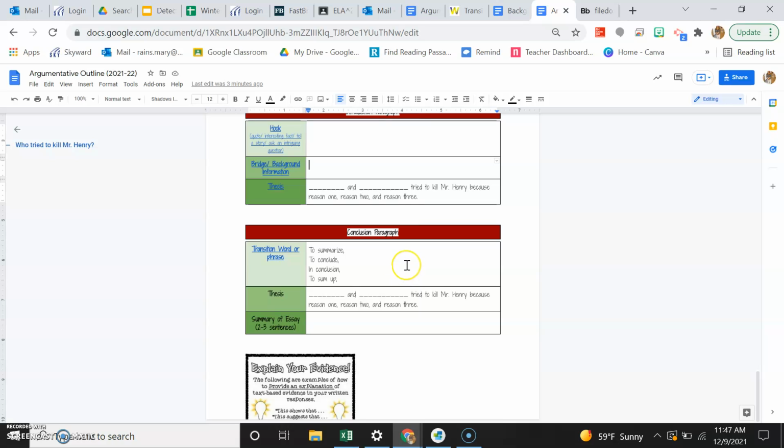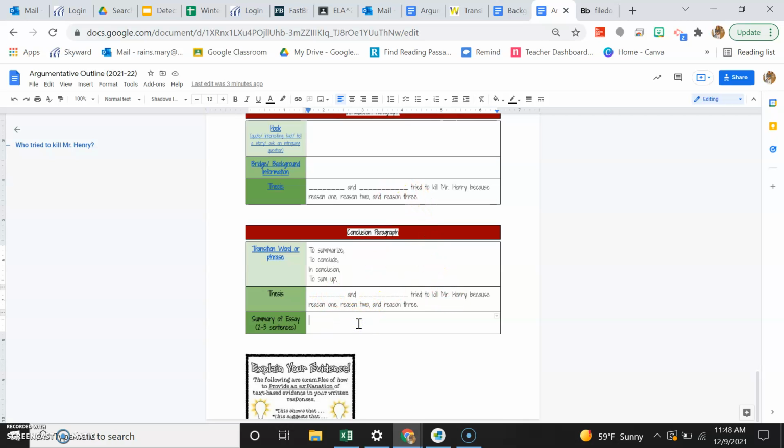The conclusion is the last part of the essay. So you click on here, you can find a transition word or phrase that basically means that you're going to be ending the essay, or that it's the end of the essay. So you could use like to summarize, to conclude, in conclusion, to sum up, any of those. Then you put the thesis again, so you can copy and paste it right down here.